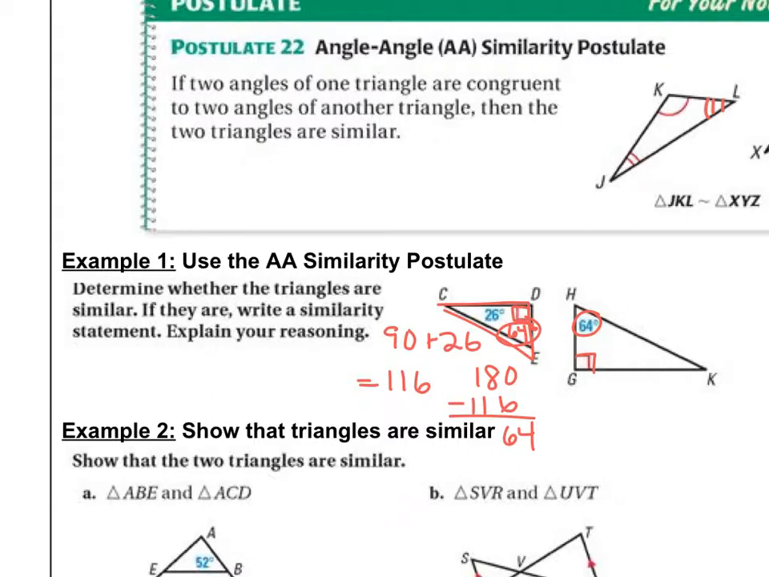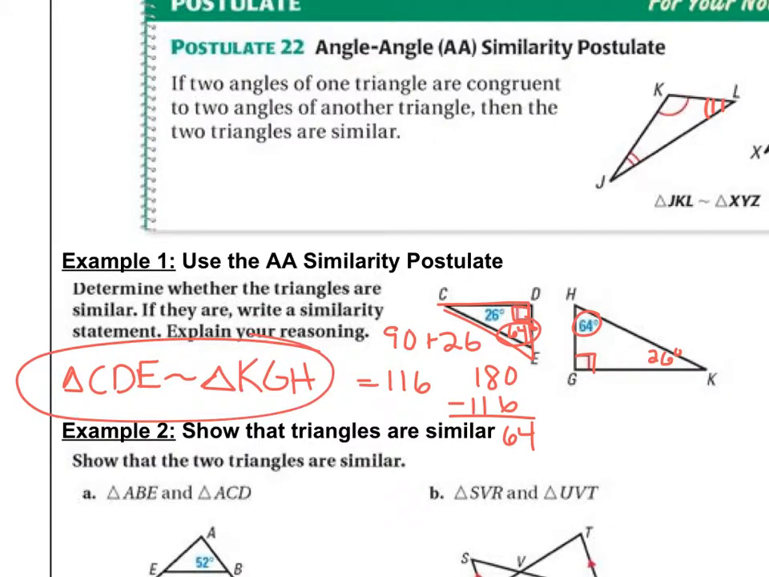So we need to write a similarity statement. So let's start with the smaller one. We'll go triangle CDE. The key to writing similarity statements, and I think we've talked about this before, is writing them in the corresponding order of which you've already written. So I need to find the angle that corresponds with C. C is 26 degrees, and the one we didn't figure out over here is K, and it's 26 degrees. So K would start it off. D is my 90 degrees, so it would be KGH. Okay, so that is my similarity statement, and we know that by using the AA similarity postulate.